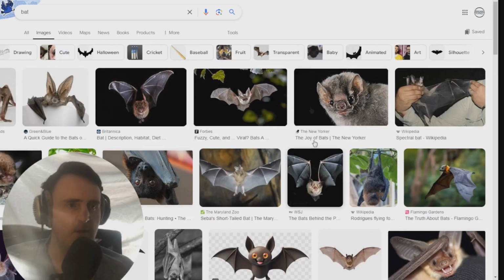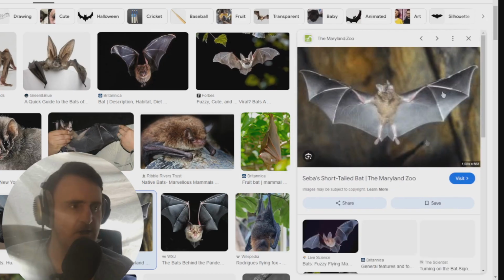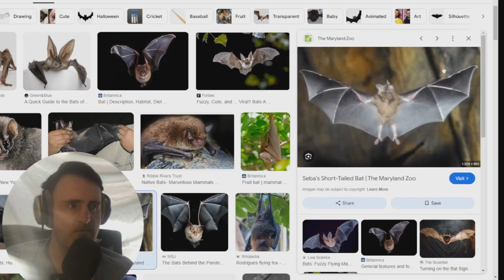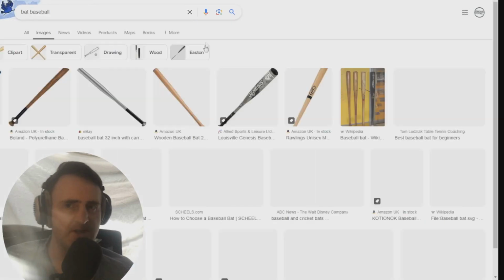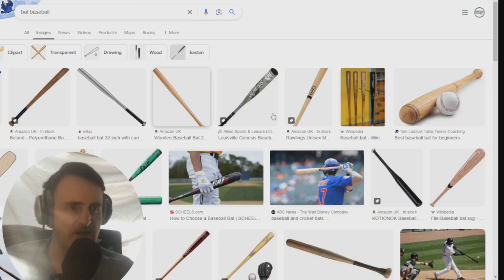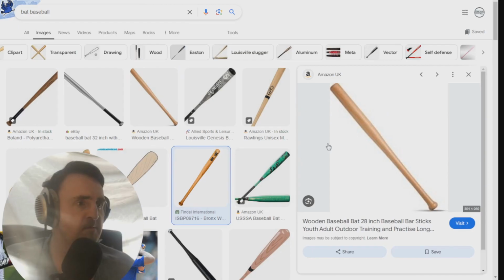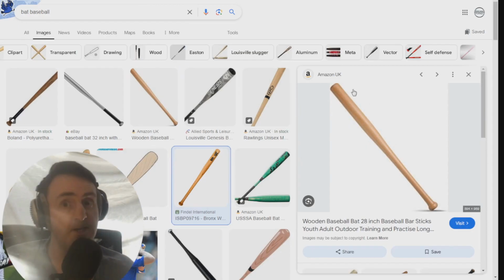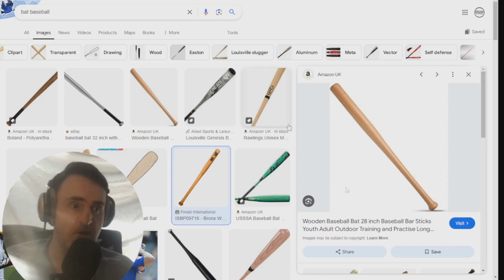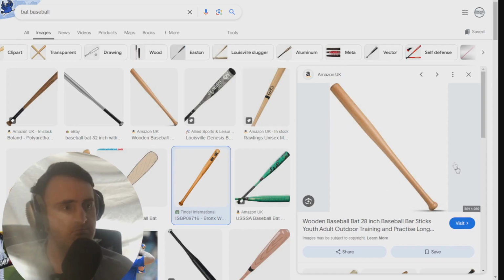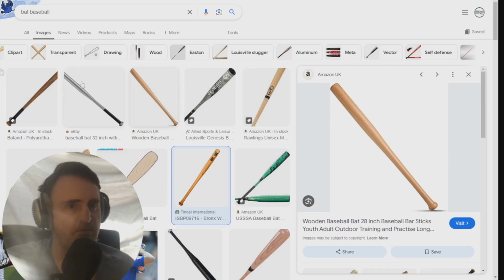Then we have a bat. So this little animal, the flying animal, is a bat. But I'm sure you know baseball. And if you want to play baseball, you need a bat. So you can have bat the animal and bat the, I guess it's a sports accessory. So two types of bats.